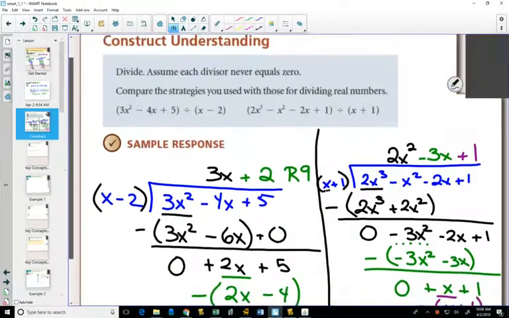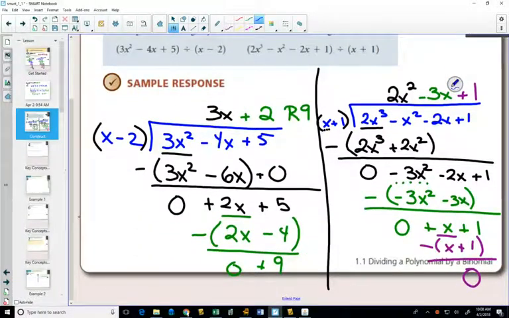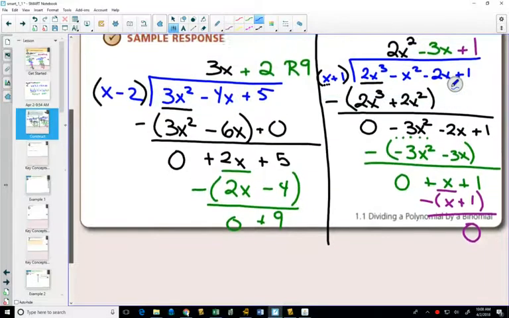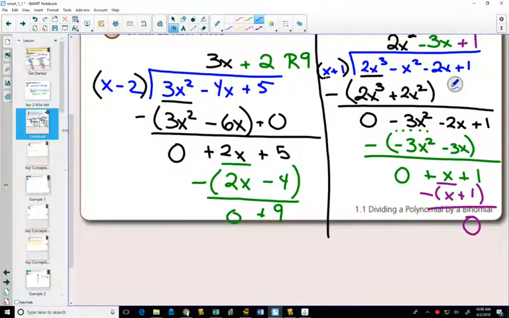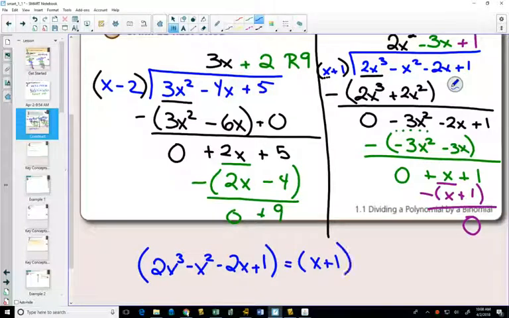Well, now, what can we say about this second one? This second one tells us that 2x cubed minus x squared minus 2x plus 1 is equal to x plus 1 times 2x squared minus 3x plus 1. Oh my goodness. What did we just do? We just started to factor something we've never been able to factor before.